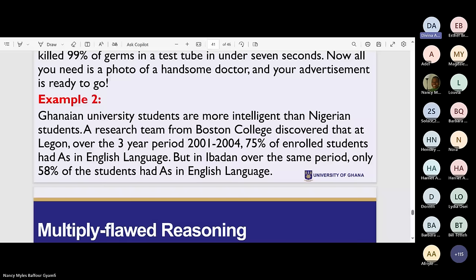Example 2. Ghanaian university students are more intelligent than Nigerian students. A research team from Boston College discovered that at Legon, over the three-year period 2001 to 2004, 75% of enrolled students had A's in English language. But in Ibadan, over the same period, only 58% of the students had A's in English language.